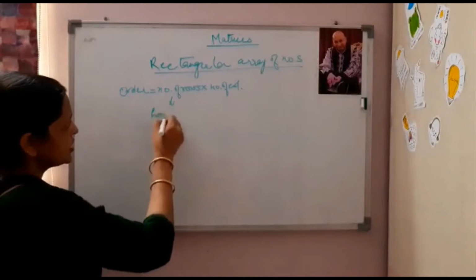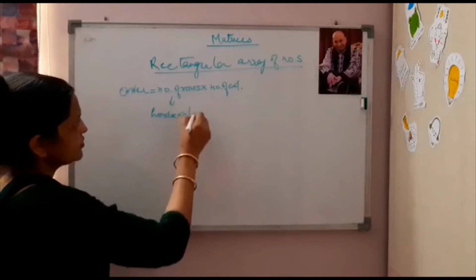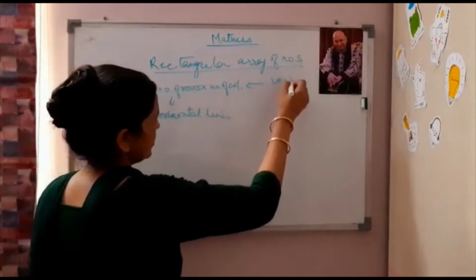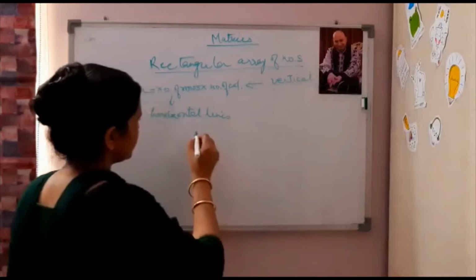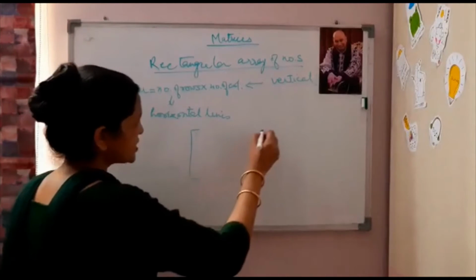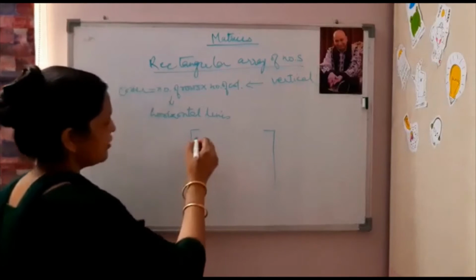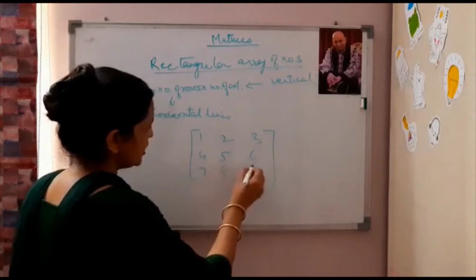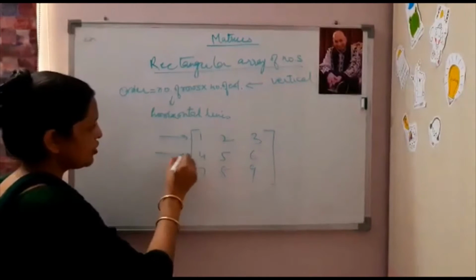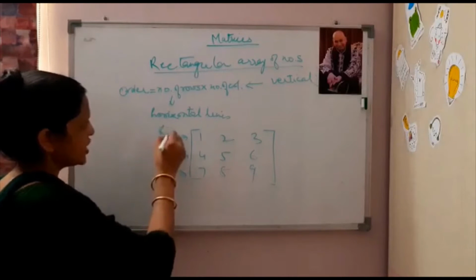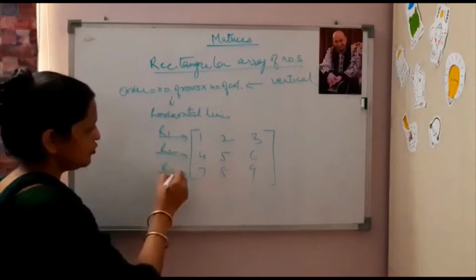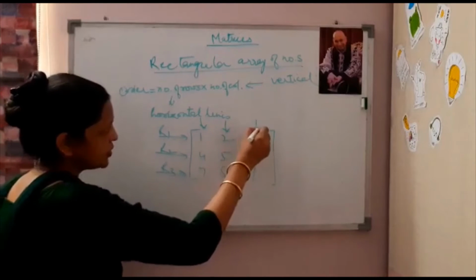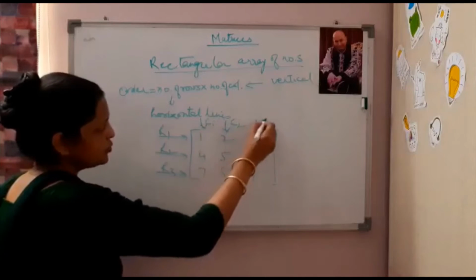Horizontal lines are the rows, and vertical lines are the columns. Now I am giving you an example. Suppose a matrix is denoted by this type of bracket. If I write 1, 2, 3, 4, 5, 6, 7, 8, 9, these are the horizontal rows, R1, R2, R3: row 1, row 2, row 3. These vertical lines are said to be the columns C1, C2, C3.